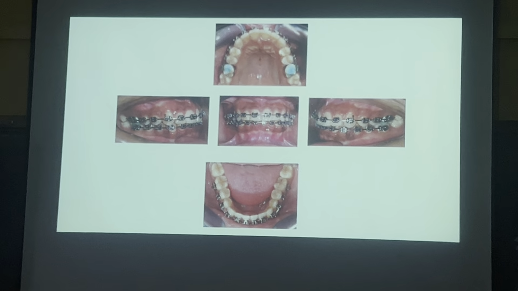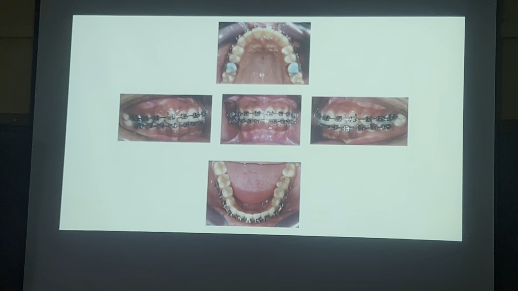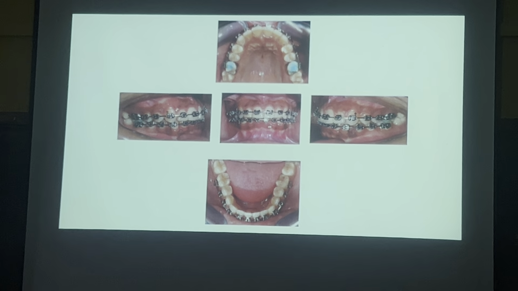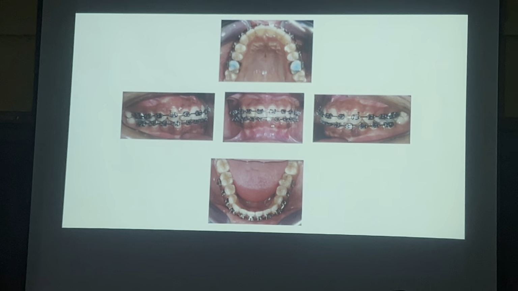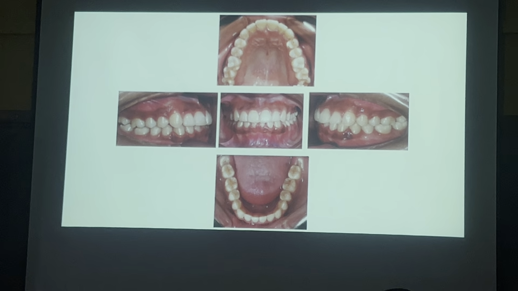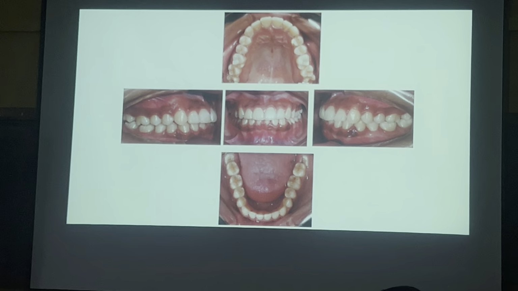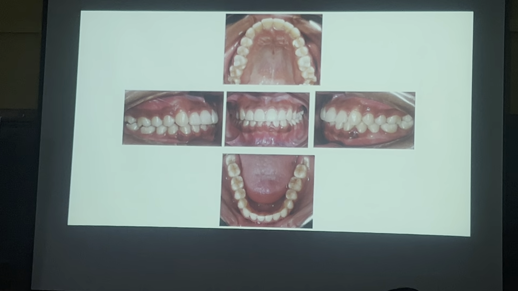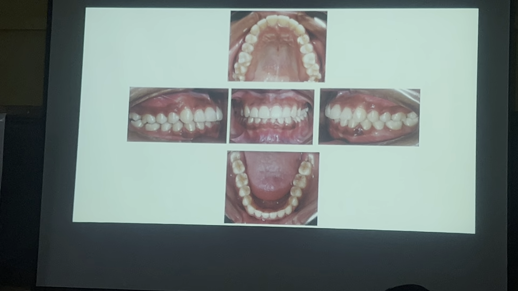Fixed mechanotherapy is started, and this is how it went. Canine is perfectly seated, crowding is relieved, overjet and bite are maintained. And look at this, the post-treatment intraoral picture: proper class 1 molar relationship, canine, incisor and perfect interdigitation is achieved.